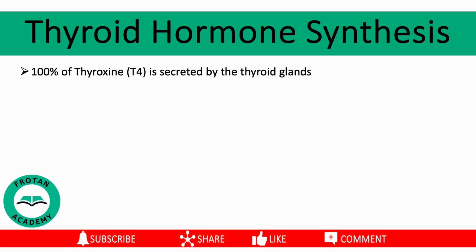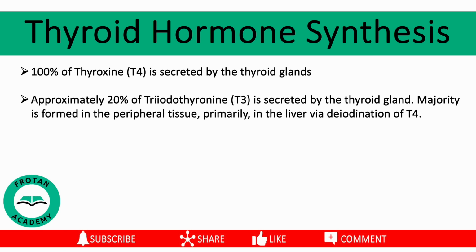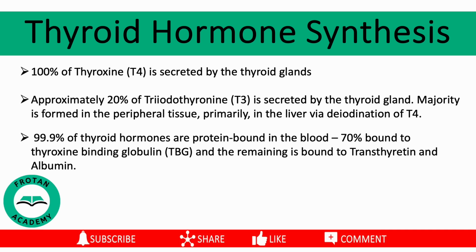Whilst all thyroxine or T4 is produced in the thyroid gland, only about 20% of T3 is secreted directly from the thyroid and the majority is formed in the peripheral tissue, primarily in the liver, by removing an iodine atom from the T4 molecule. More than 99.9% of the thyroid hormones in the circulation is bound to three plasma proteins such as thyroxine-binding globulin or TBG, transthyretin or TTR, and albumin.